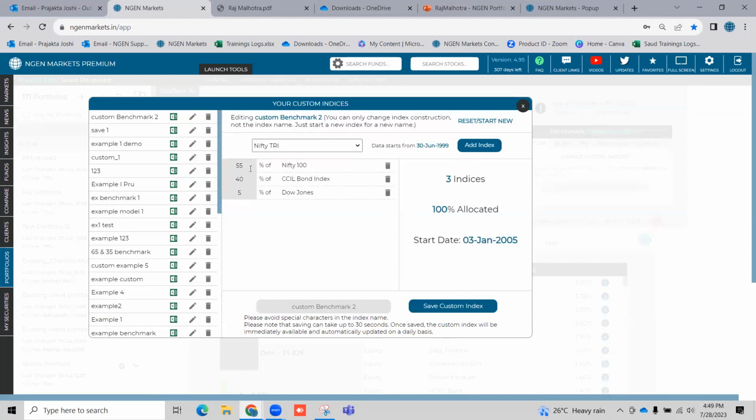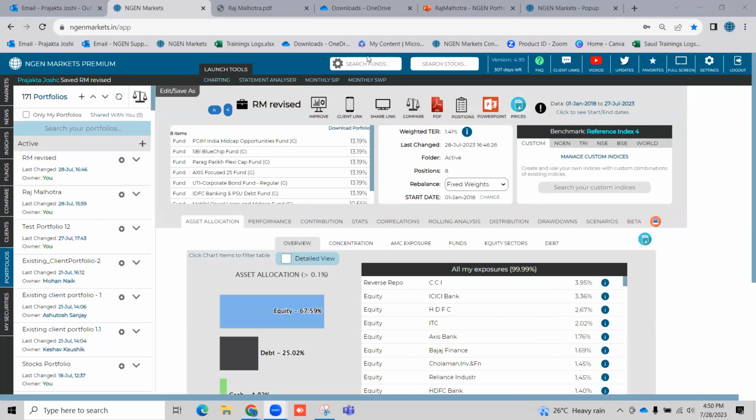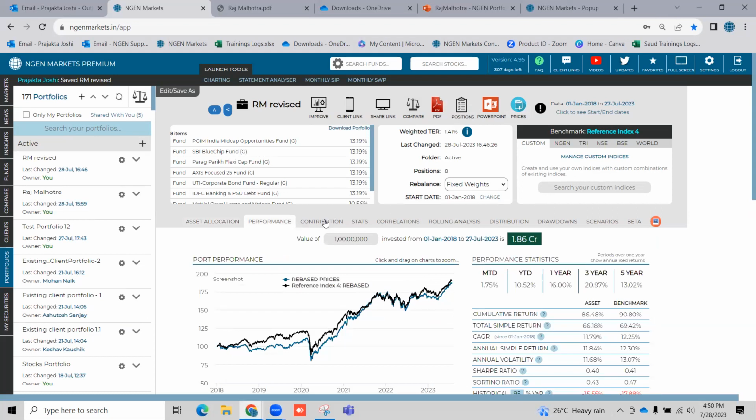Hi, this is Arnab. So here, when you create your custom index, this will actually create a historical price series, which is made up of these three indices in these weightages. Obviously, going back in time, these weightages are not going to change. They're going to remain 55, 40, and 5. Ideally, you don't want your benchmark to continue to change. Otherwise, there's no point in benchmarking. If your benchmark is continuously changing, then it doesn't serve a purpose.